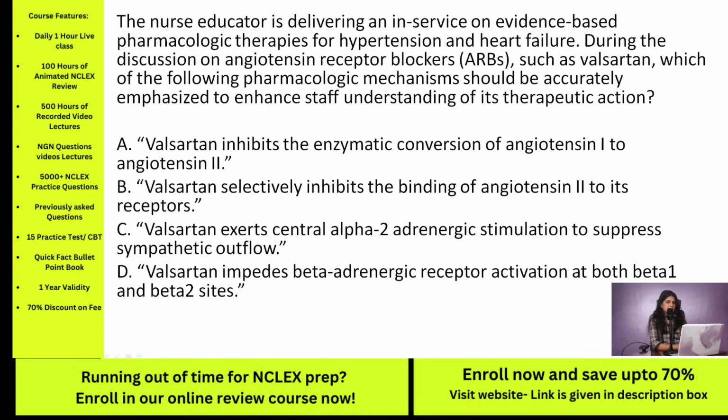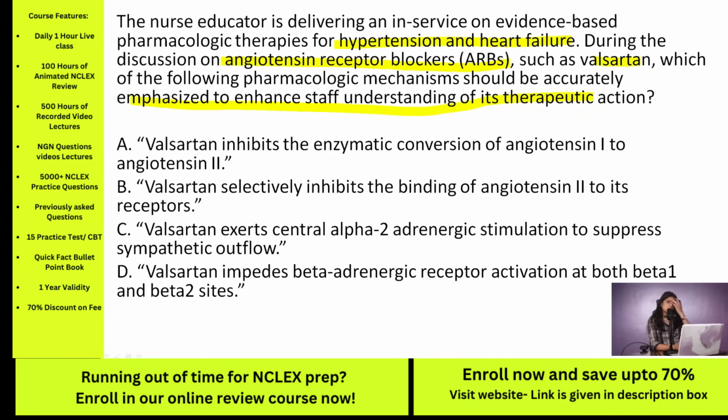The nurse educator is delivering an in-service on evidence-based pharmacologic therapies for hypertension and heart failure. During the discussion on angiotensin receptor blockers, such as valsartan, which of the following pharmacologic mechanisms should be accurately emphasized to enhance staff understanding of its therapeutic action?